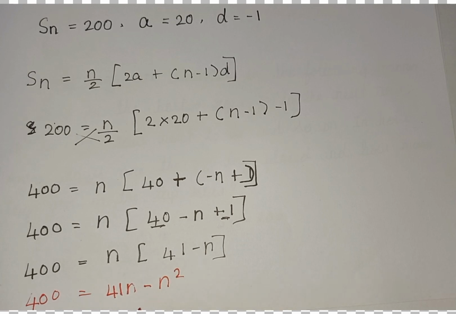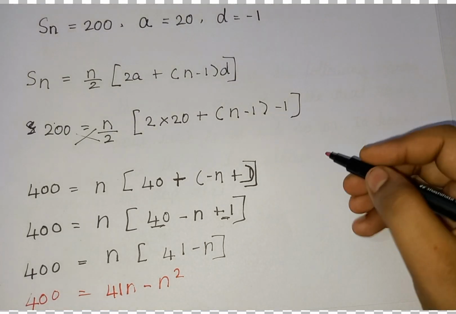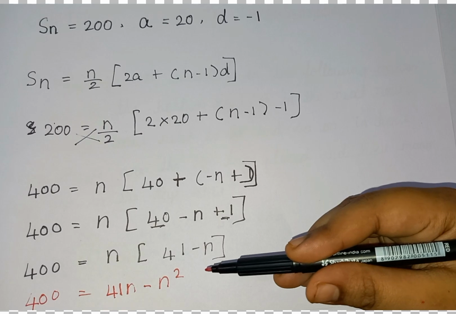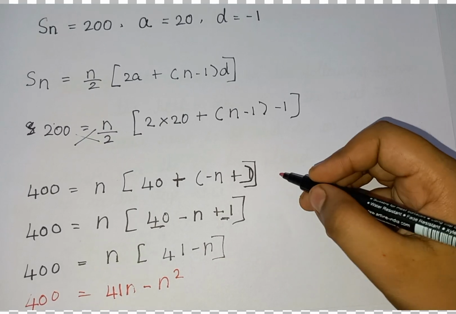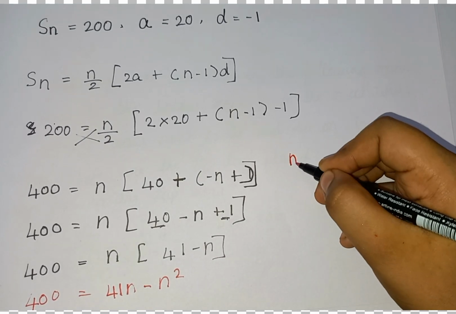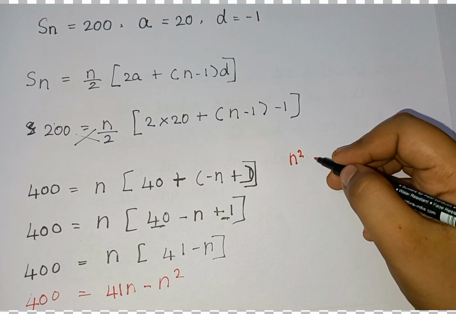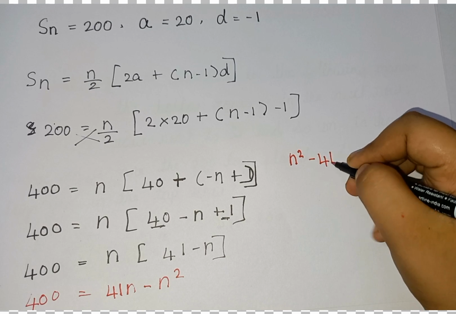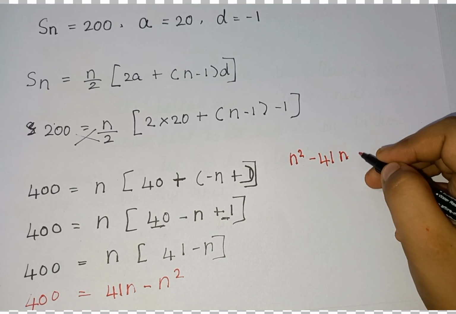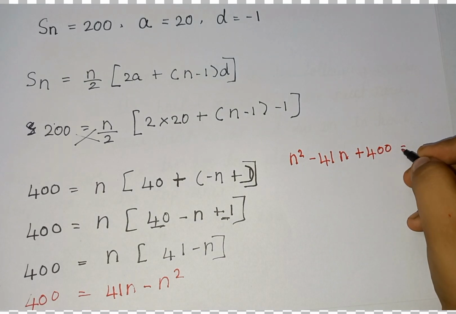Now we can actually form a quadratic equation. How? I am going to get these values to this side. When I get these values to this side, then here it is minus n square, which will change into plus n square, and plus 41n will change into minus 41n, and then 400 as it is, and then is equal to 0.